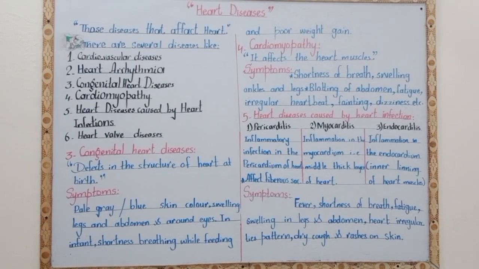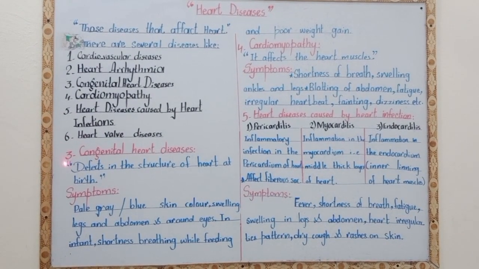Number three type of heart disease includes congenital heart diseases. These are defects in the structure of the heart at birth. The symptoms of congenital heart diseases are pale gray or blue skin color, swelling in the legs, abdomen and around the eyes. In infants, shortness of breath while feeding and poor weight gain.